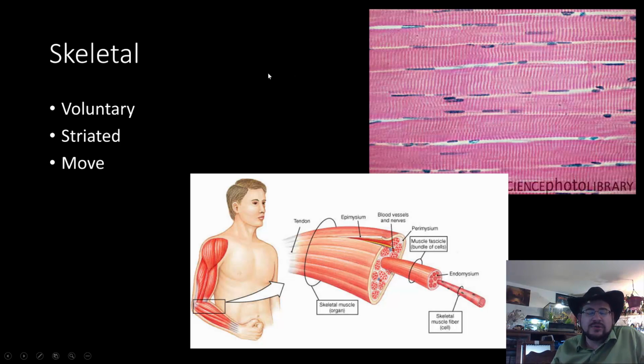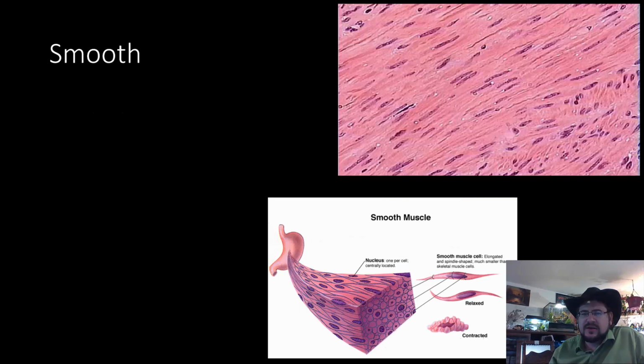So it allows movement. It moves your bones. So there we go. On an exam, you'll need to know that it's under voluntary control. Your mind controls it. It is striated, as we see in the picture, striped or banded, and it allows movement of your bones. You ain't going anywhere without skeletal muscle.